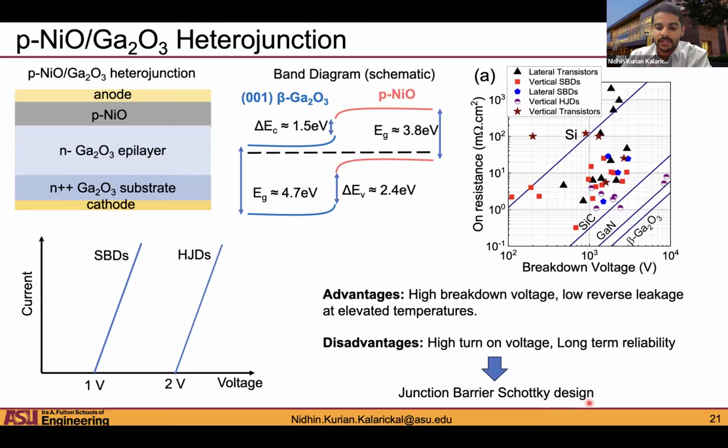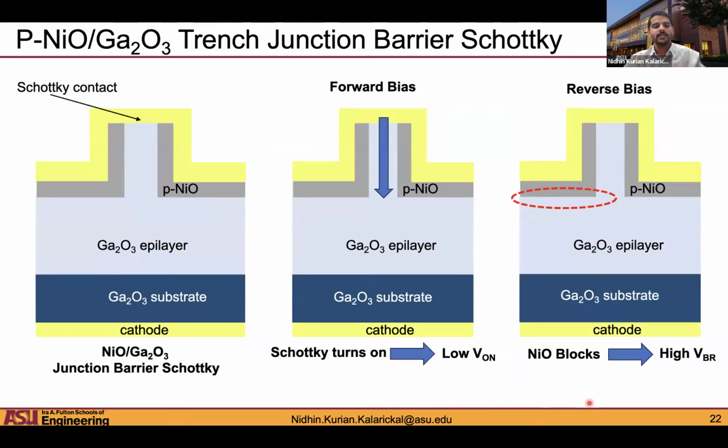And this is where we looked at this junction barrier Schottky diode. And this is a standard design that's used in materials like silicon and silicon carbide. And our approach really is, so the device structure is sort of shown here. The idea is you etch out these trenches, and you essentially form two different junctions on the same device. So I have at the bottom of the trench, and on the side walls, the nickel oxide gallium oxide junction here. And at the top of the fin, I have a Schottky gallium oxide junction. So I have two junctions.